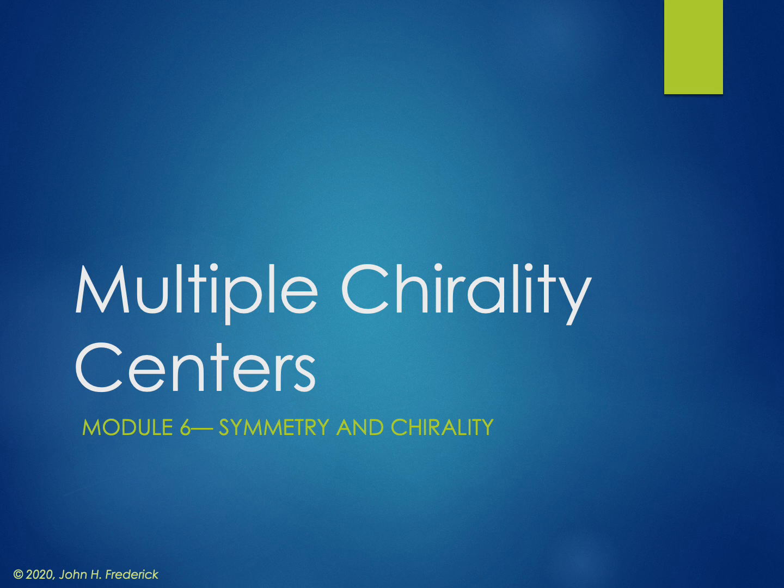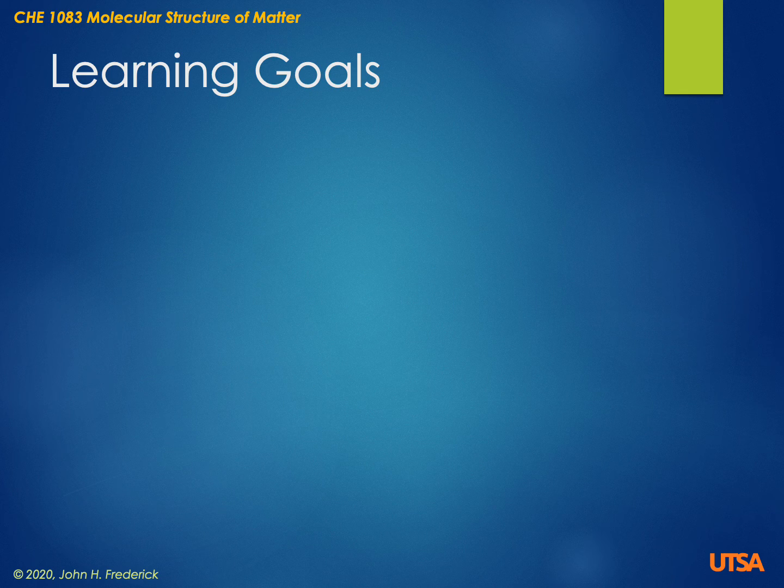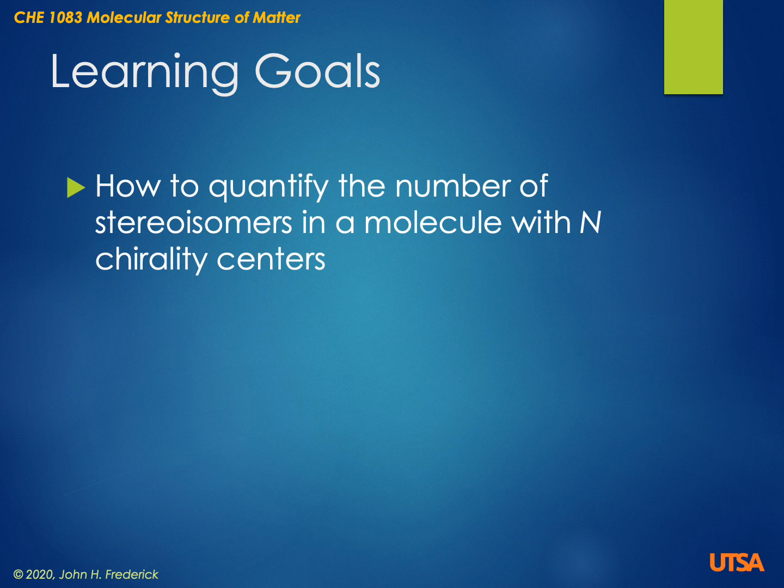So far, all of the systems that we've looked at, if they have a chirality center at all, have only one. But it's not uncommon for molecules to have more than one chirality center. We'll talk about that in this video. So our learning goals here are how to quantify the total number of stereoisomers that we might have if we have n, some number larger than one, chirality centers.